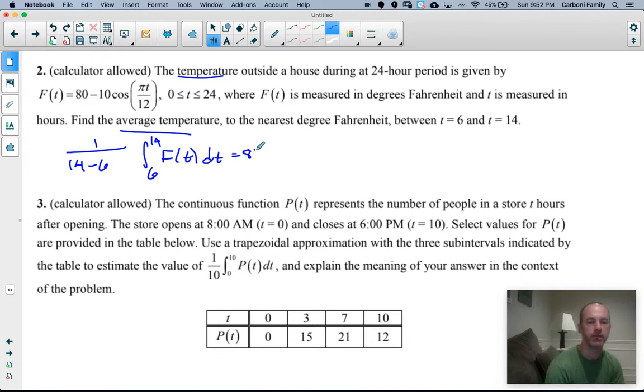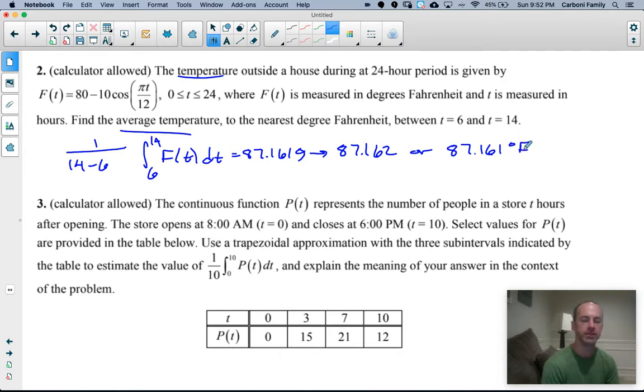And that answer is 87.1619, which, again, like the last problem, we can follow standard rounding procedures of 87.162, or they would accept a truncated version, which means you just write down the first 3 digits after the decimal and you stop. And the units in this case would be degrees Fahrenheit, because that is how we are measuring temperature here.